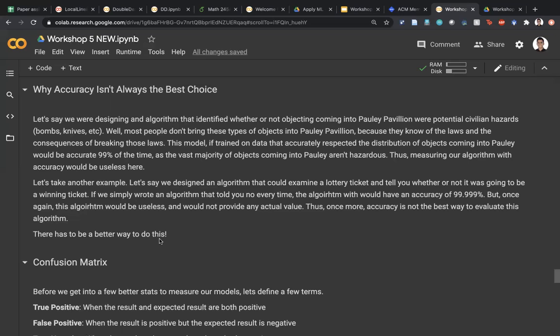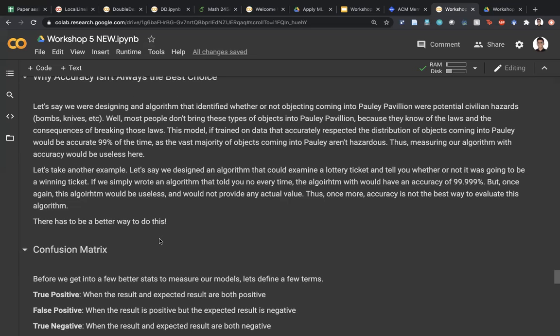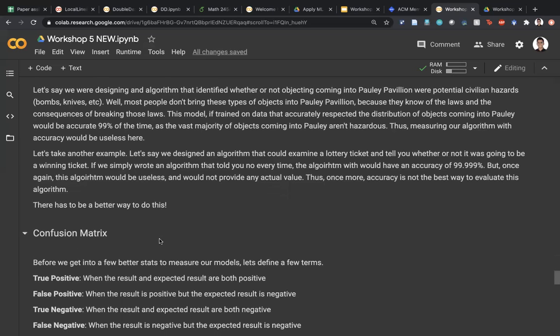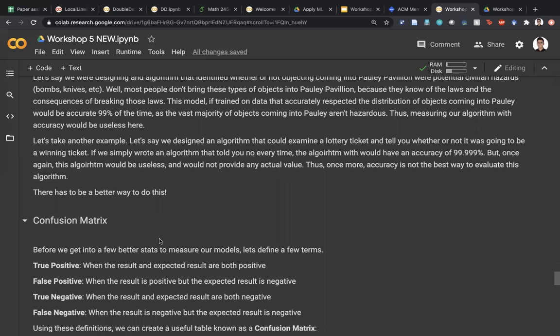I'm going to hand off to Varun now to talk a little bit about what a confusion matrix is, and that should be a good intro into better ways to evaluate our model.